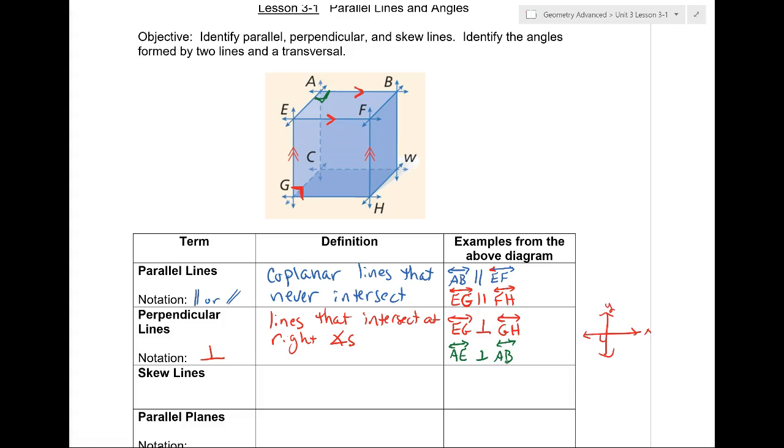All right, skew lines. Now, skew lines are a little bit different. This is a lot harder for a lot of people to get down. There is no notation for this, but listen to the definition. Skew lines are non-coplanar lines that never intersect.